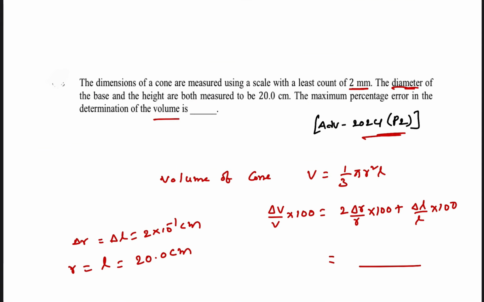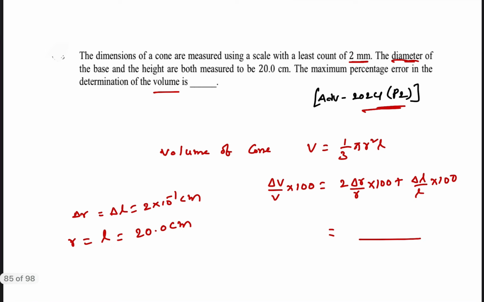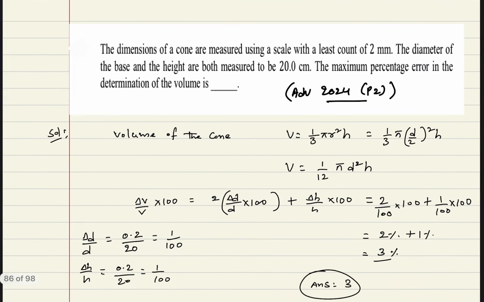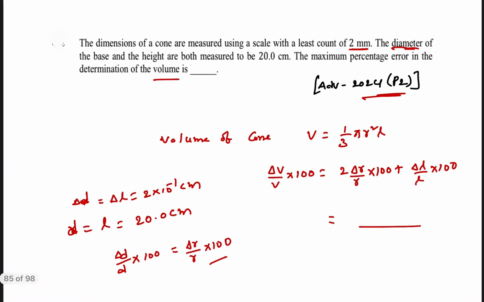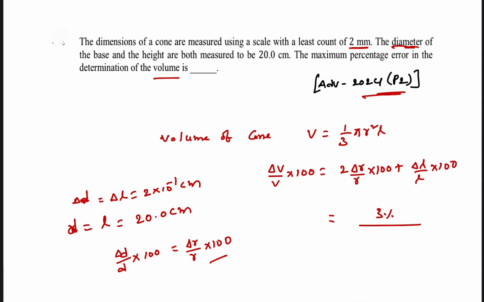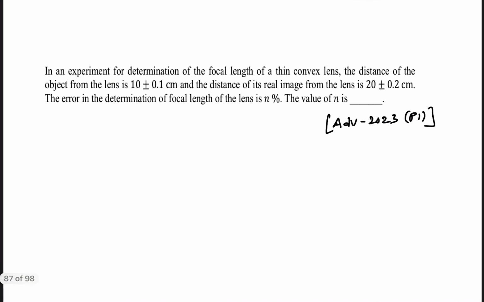And I have already calculated here, you can see. Pi d square by 2 by h, what is given? Diameter is given, so delta d and d are given. You can write delta d by d into 100 is equal to delta r by r into 100. If you calculate this, you will get the answer 3%. That is the 2024 question. You can check how simple the questions they are asking, in JEE Advanced also you will see.